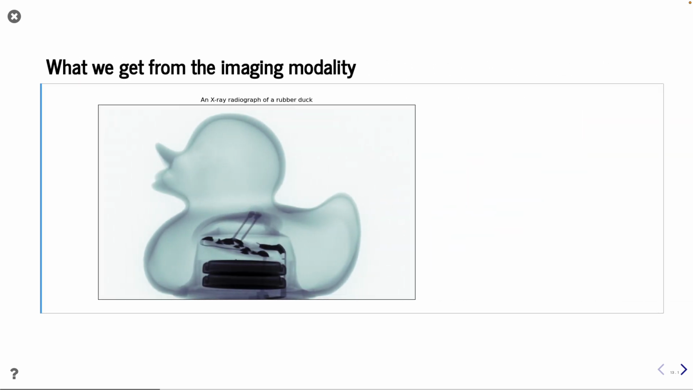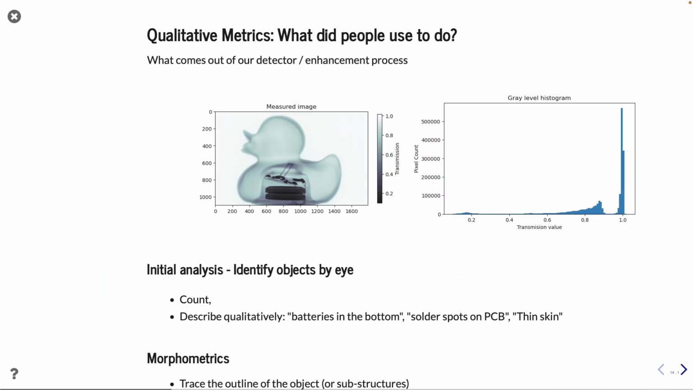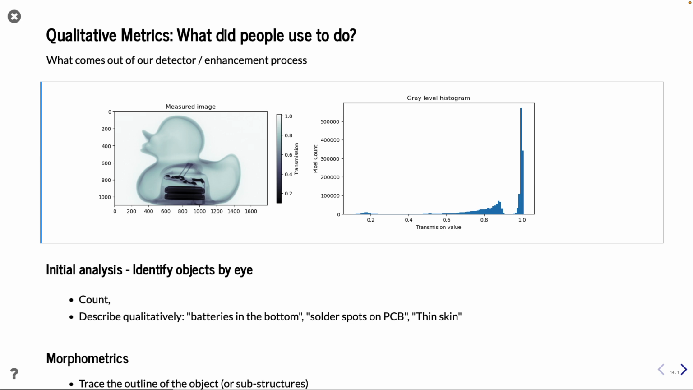So we got an image from some modality. This is an X-ray radiograph of a rubber duck. And, well, rubber ducks are good. They are fantastic. But anyway, this one has even a little piece of electronics in it. So you can see in this that there is the LED, there is some soldering, a PCB, and some batteries. And that is information that we can tell qualitatively what we have in this image.